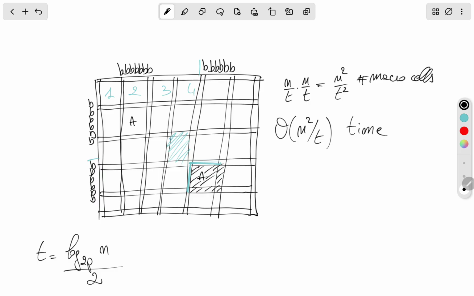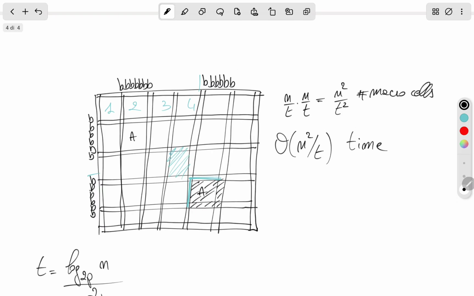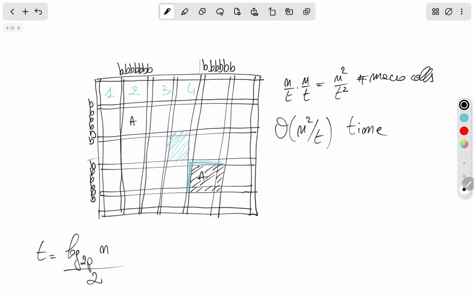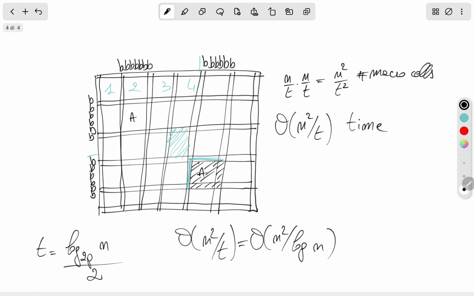Essential. Again, my intuition is that it cannot be larger than log n, so I'm trying with some variance of log n, some constants here and there. For this value of t, big O of n squared t is a big O of n squared over log n. Okay?